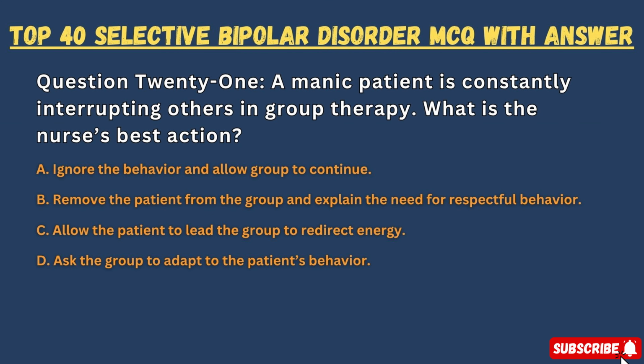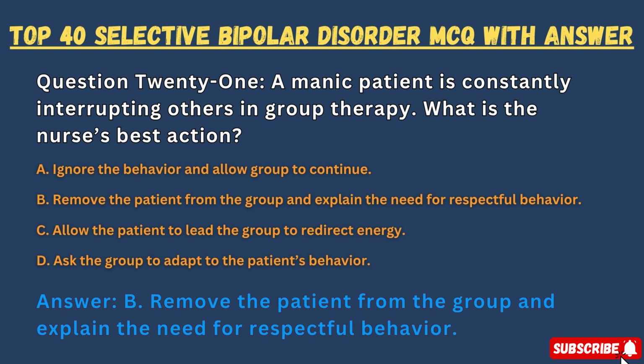Question 21. A manic patient is constantly interrupting others in group therapy. What is the nurse's best action? A. Ignore the behavior and allow group to continue. B. Remove the patient from the group and explain the need for respectful behavior. C. Allow the patient to lead the group to redirect energy. D. Ask the group to adapt to the patient's behavior. Answer: B. Remove the patient from the group and explain the need for respectful behavior.